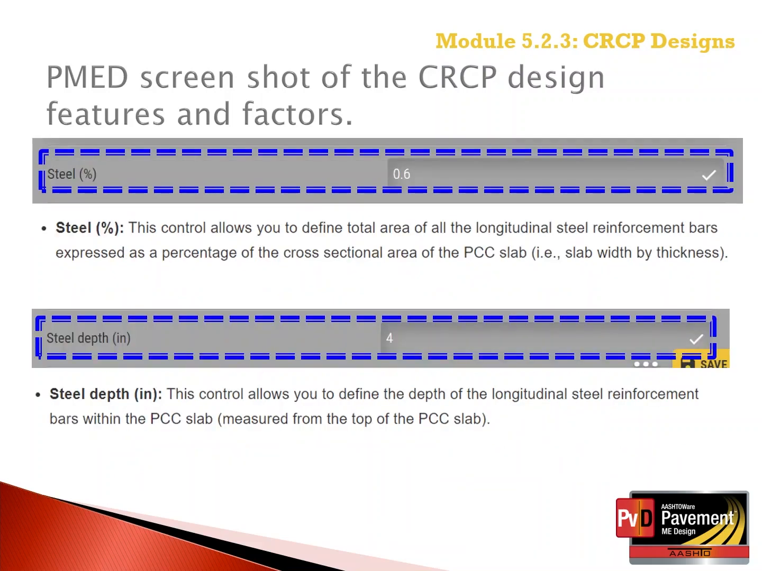Next is the percent steel. This control allows you to define the total area of the longitudinal steel reinforcing bar expressed as a percentage of the cross-sectional area of the concrete slab, entered by the user. The steel depth. This control allows you to define the depth of the longitudinal steel reinforcement bars within the concrete slab, and the depth is measured from the top of the concrete slab.